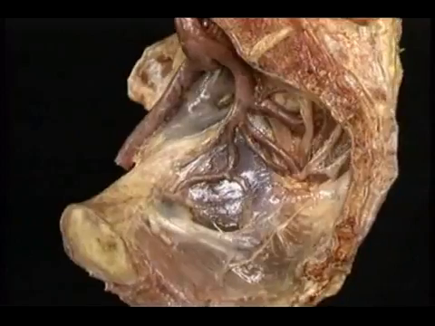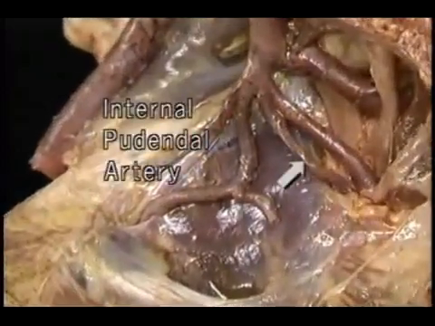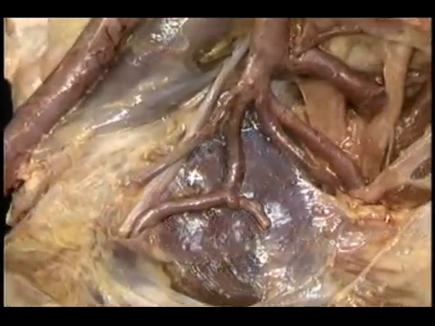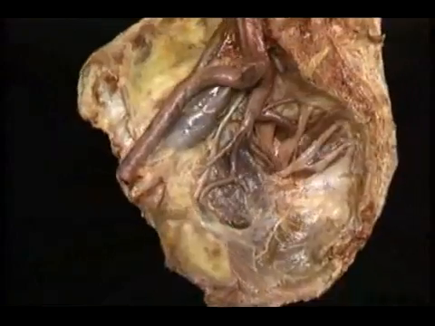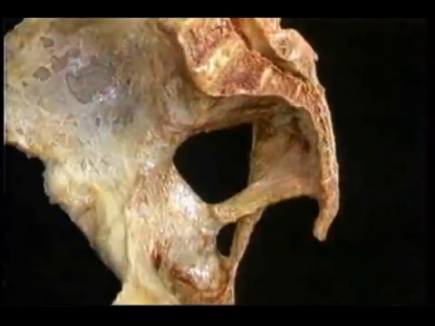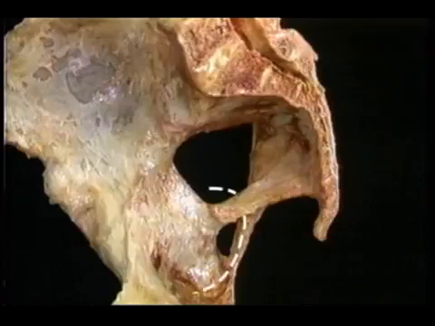The branch of the internal iliac that concerns us most closely here is the internal pudendal artery. It supplies the blood supply to the perineum. To reach the perineum, the internal pudendal artery goes out through the greater sciatic foramen around the sacrospinous ligament, and back in through the lesser sciatic foramen.